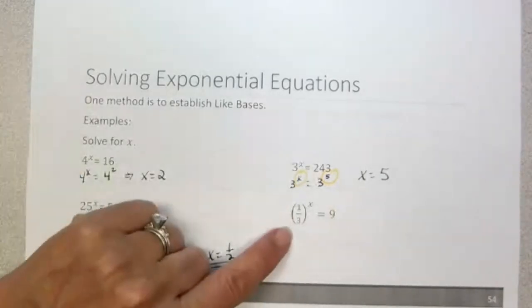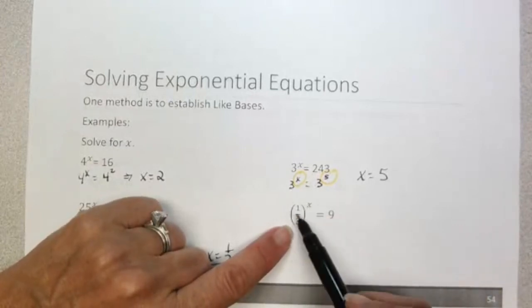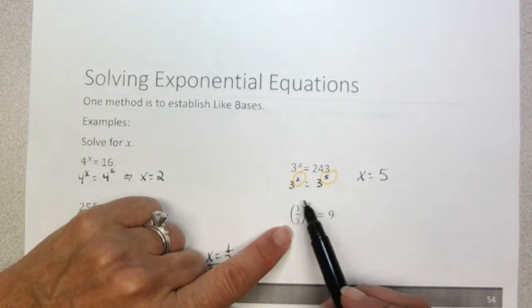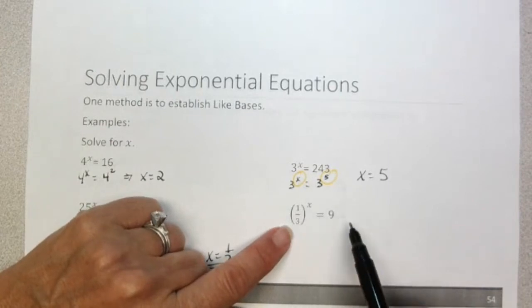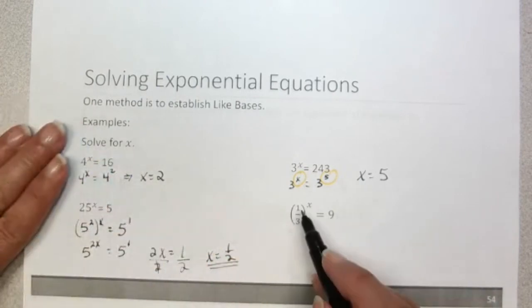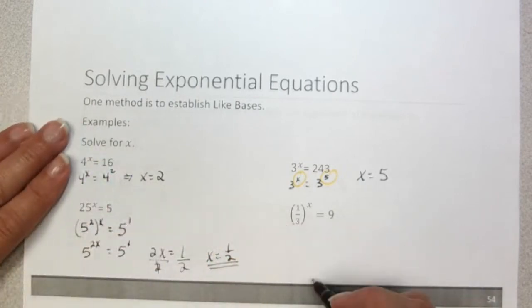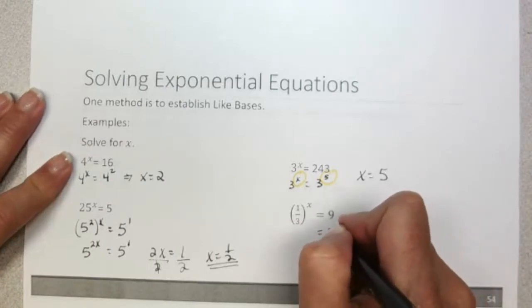All right, one more. 1/3 to the x power equals 9. Well, what common base should I try to rewrite these two sides in? Well, I know that 9 is 3 squared. So if I could write 1/3 as an exponential expression with a base of 3, I'd be good. Well, I can do that.